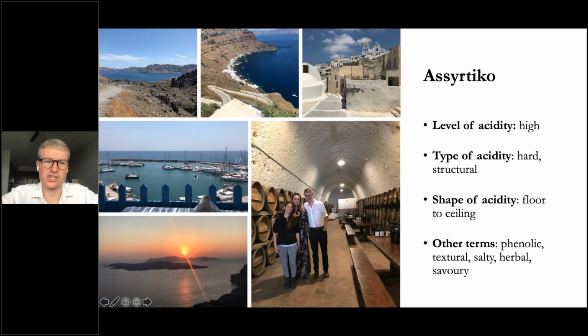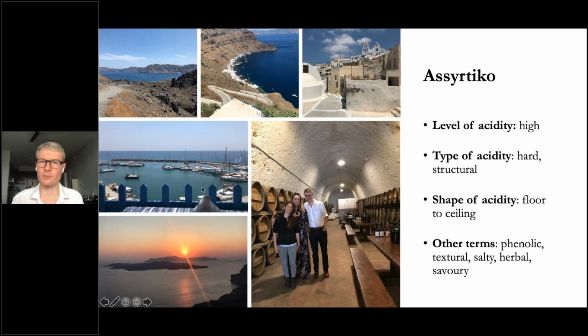Okay, and then the shape of the acidity. I need to explain this one a little bit. Vitali says he or she finds the acidity on the roof of the mouth. Now, this is quite close to what I'm saying here. This is what I'm calling the floor to ceiling acidity. What does that mean? It means that in general terms, I find the Assyrtiko acidity to be felt most strongly at the top of the mouth and at the bottom of the mouth.